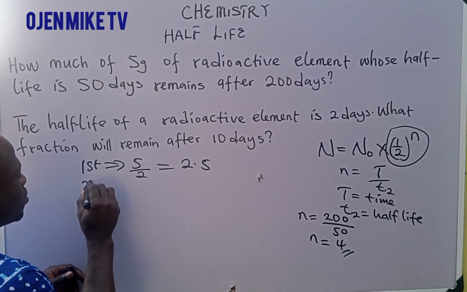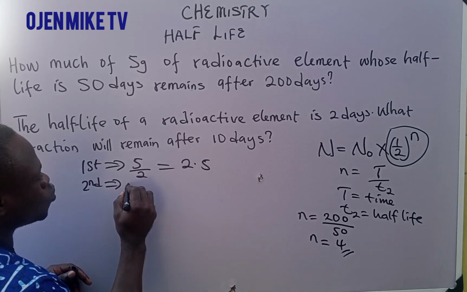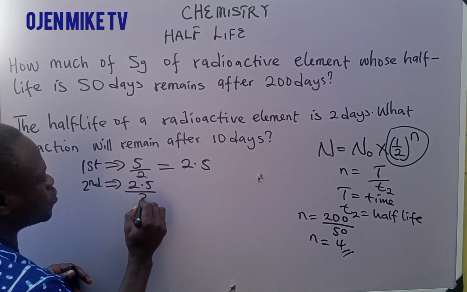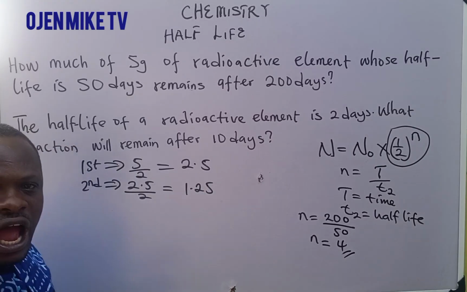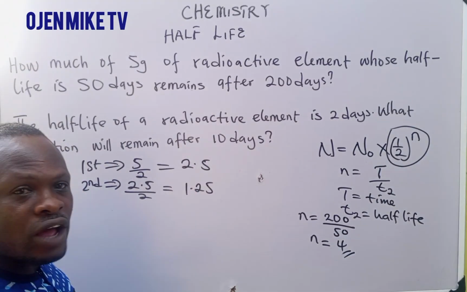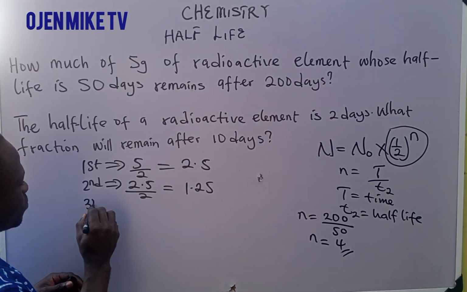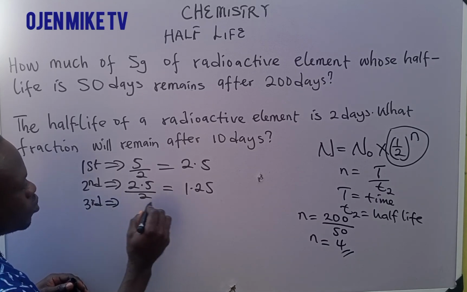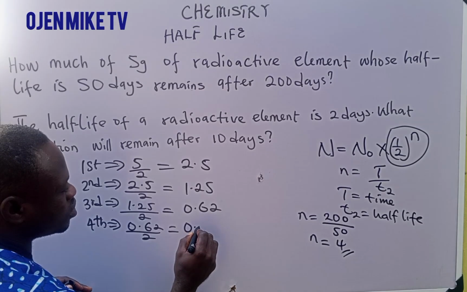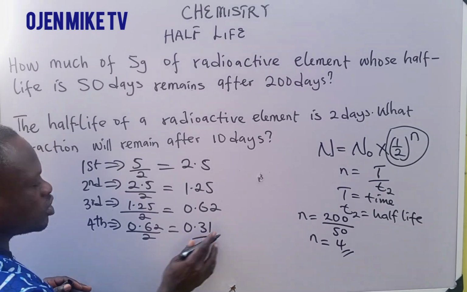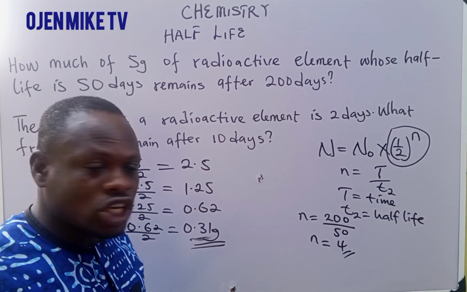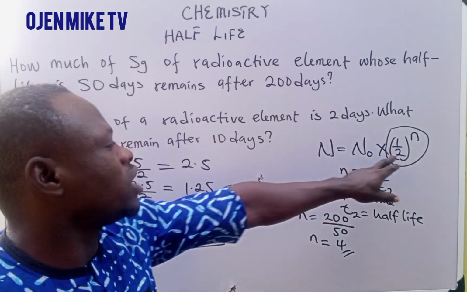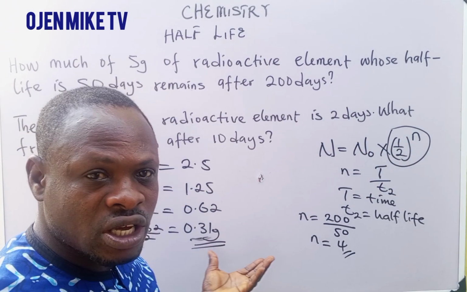The second time will be 2.5 divided by 2, which gives you 1.25. Are you following? This 1.25 will undergo another one, that is the third time, and so on until the 4th time. The grams that will be left is 0.31. Instead, you can plug it into your formula. You can still use it and do it this way.